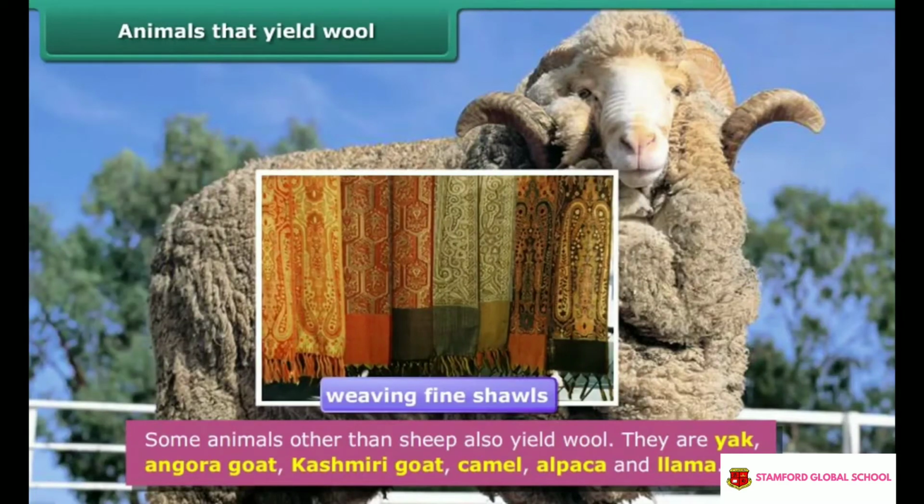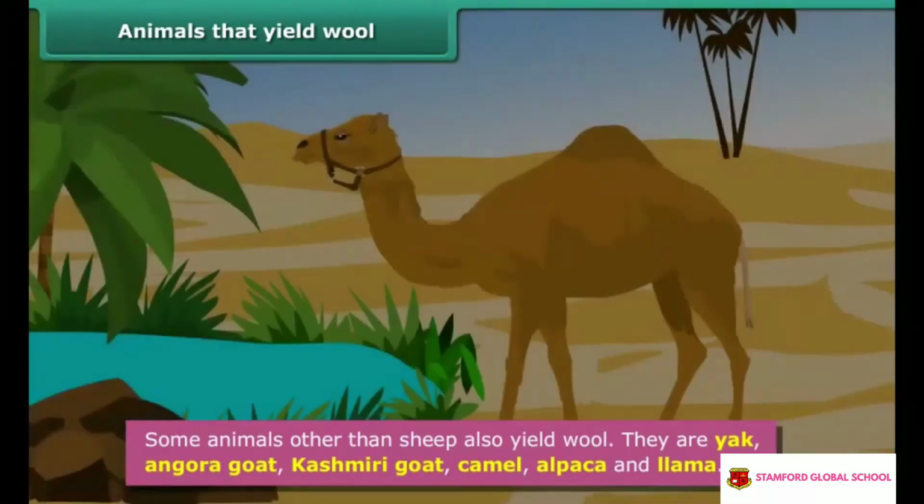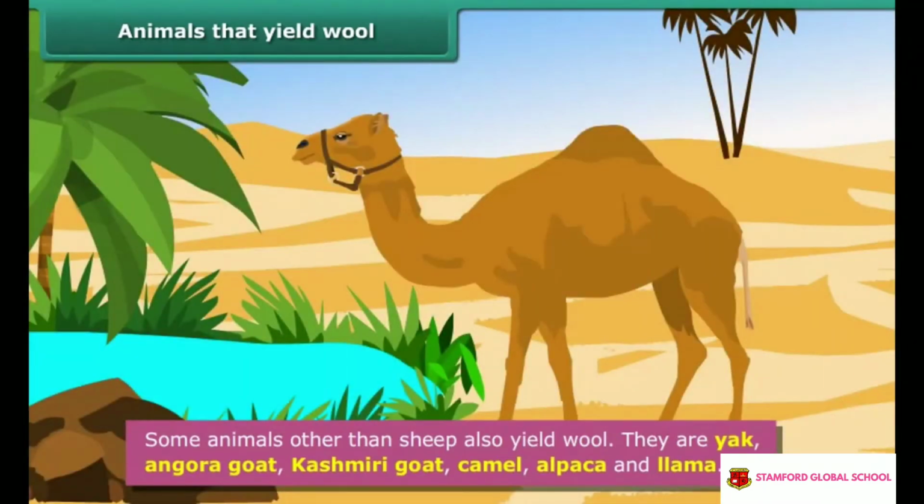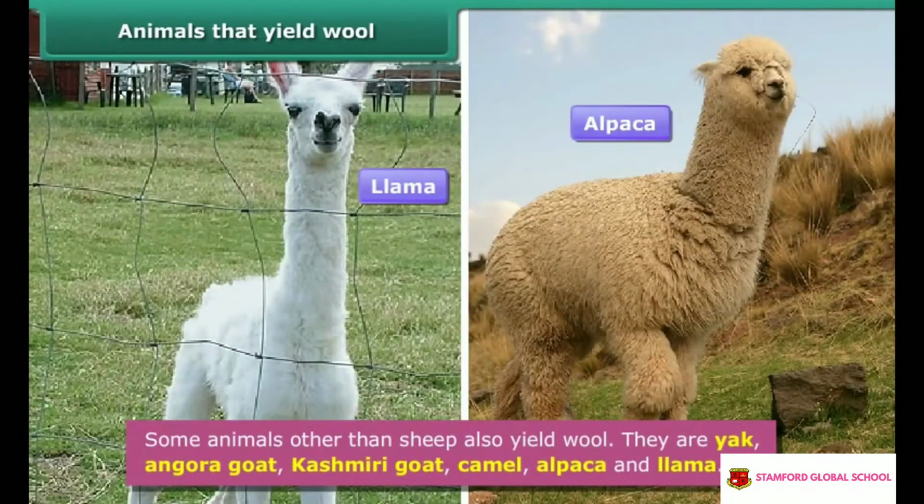These shawls are popular as pashmina shawls in India. Camel. The fur on the body of a camel is also used as wool. Llama and alpaca. They are found in South America and they yield wool.